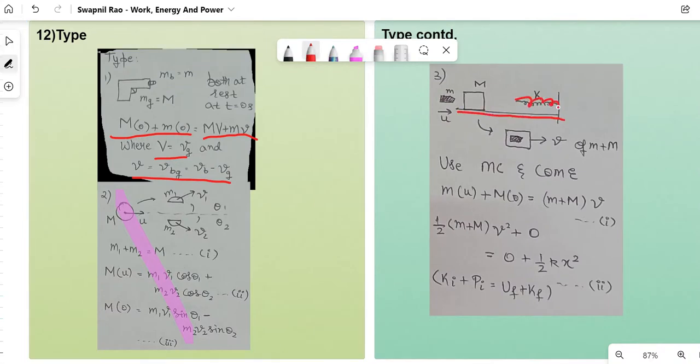And here's a spring, and let's say there is a block of mass M which is at rest, and there's a bullet which is coming with initial velocity u, with mass m, and hits the block.